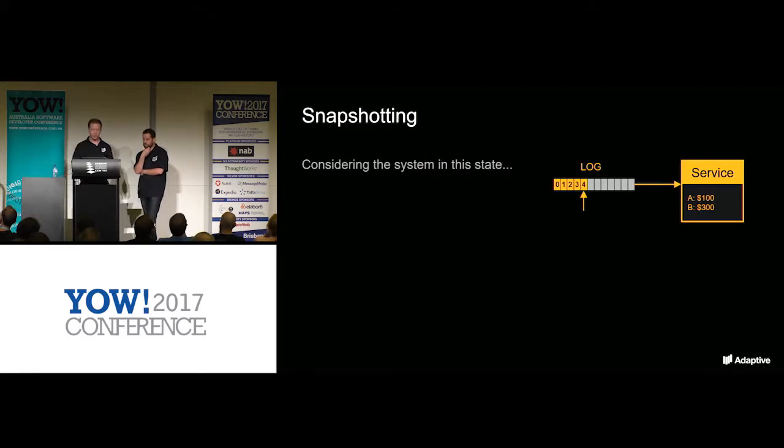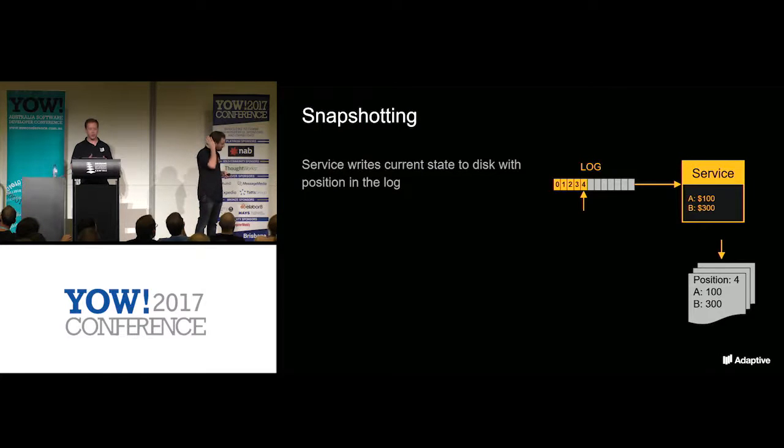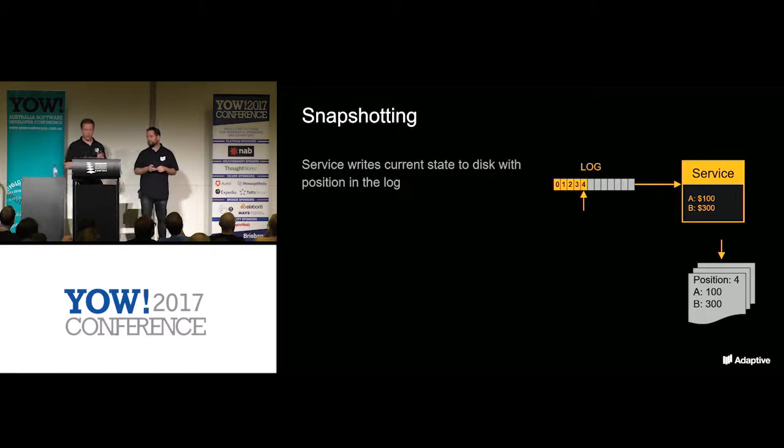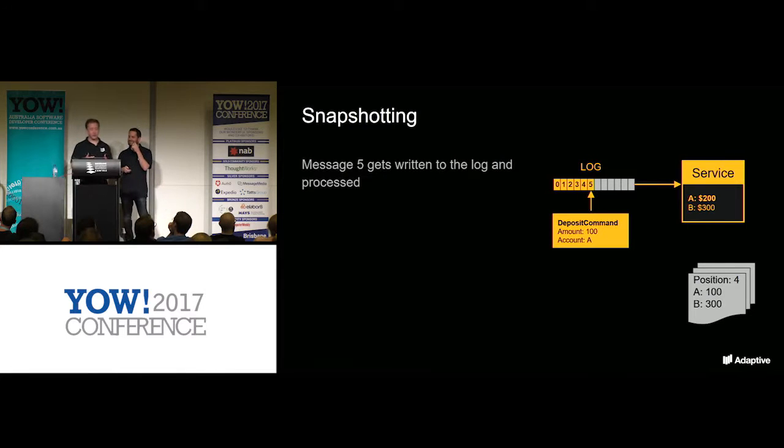So just to give you a quick overview of what's happening here, we've got a service in the same state as it was before. The first thing we do is we would snapshot the state. So this is an operation where we take the model that's in memory, we serialize it in some form. You can do that however you choose. And most importantly, along with that information, we store what position we were in the log. So at that stage, we can then continue to process commands, and the service can update the state with subsequent commands.